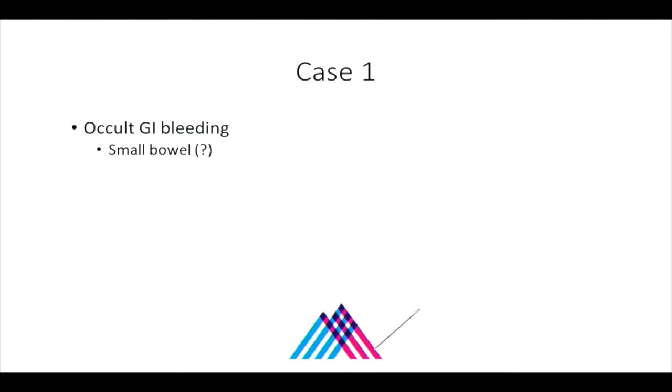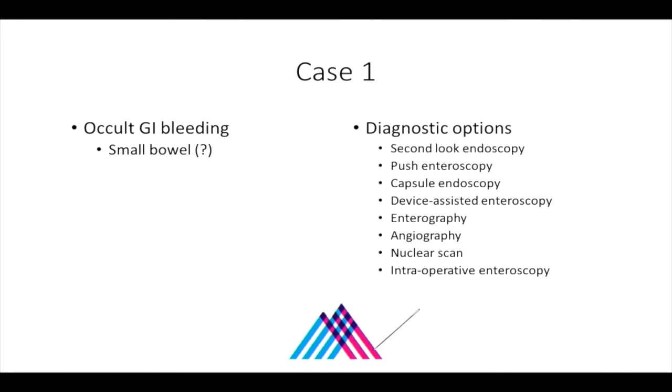So she has occult GI bleeding, and presumably this is coming from the small bowel, but there is a question mark there. So what can you offer this patient? Well, you have a number of diagnostic options, a whole laundry list. So you can do a second look endoscopy, you can do a push enteroscopy, a capsule, a device-assisted enteroscopy, enterography, angiography, nuclear scan, intraoperative enteroscopy. So a lot of different options.